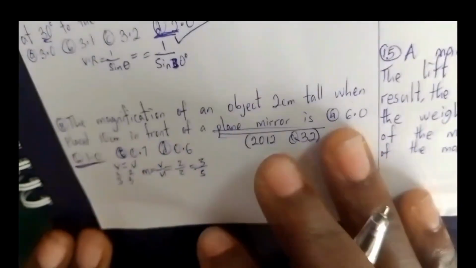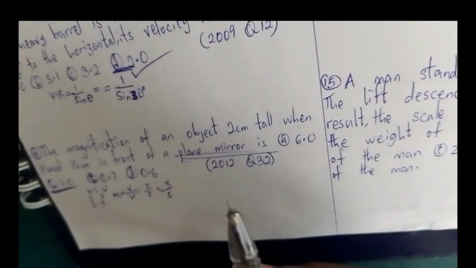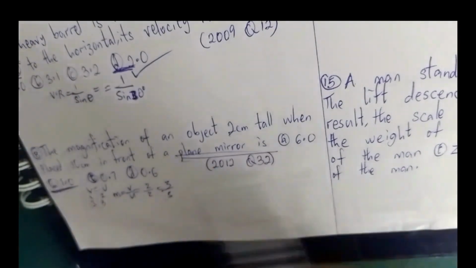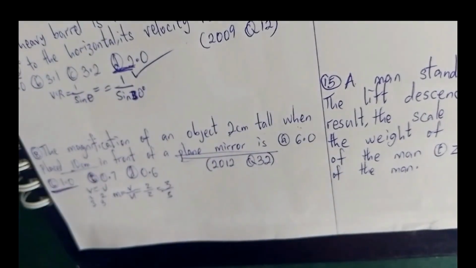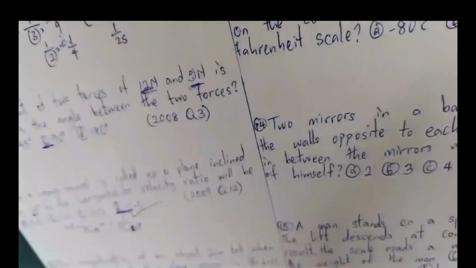So no need of solving anything. Anytime they just ask you what's the magnification of a plane mirror, all these parameters that they put there, the object 2 centimeter tall placed in front at 10, are just a waste of time. They are just to test your intelligence. So that's why it's very important when solving physics questions to firstly interpret the question. Once you interpret and you get what the question is asking you, you won't spend much time on it. Now let's move to the next question here.